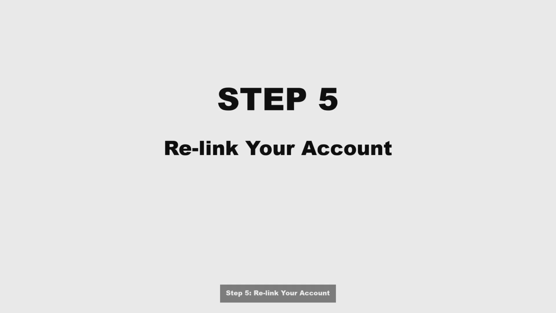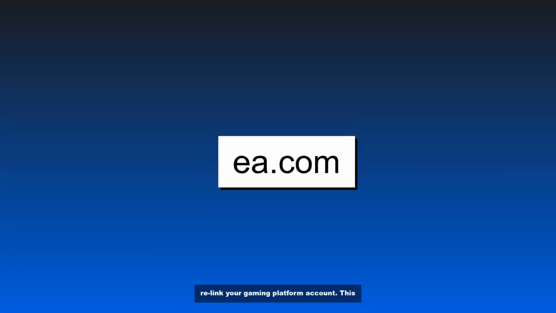Step 5. Relink your account. Go to the EA website and log into your account. Navigate to the account settings and relink your gaming platform account. This can help reset the connection and resolve sync issues.